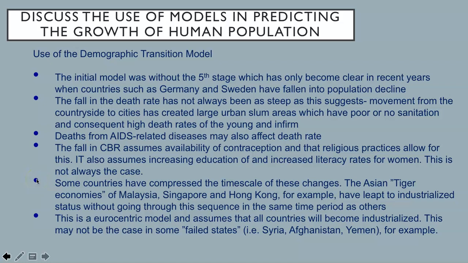Some countries have compressed the time scale of these changes. The Asian tiger economies of Malaysia, Singapore, and Hong Kong, for example, have leapt to industrialized status without going through this sequence in the same time period as others. And this DTM model is Eurocentric and assumes that all countries will become industrialized. This may not be the case in some failed states such as Syria, Afghanistan, or Yemen, for example.